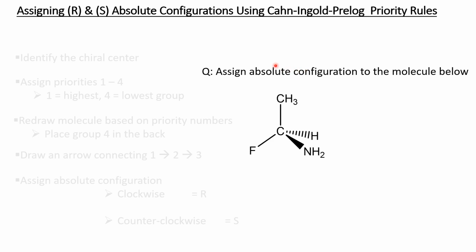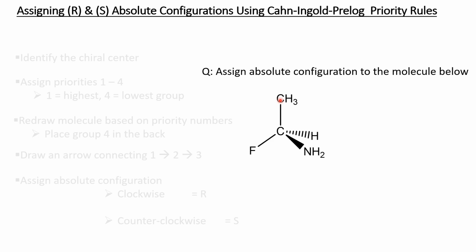Before answering this question, we need to recall that this wedge bond means that the NH2 group is coming out of the plane of your screen, pointing toward you. And the dash bond simply means that the hydrogen is pointing away from you toward the back of the plane of your screen. The CH3 or methyl group, as well as the fluoro group, both lie in the plane of your screen.